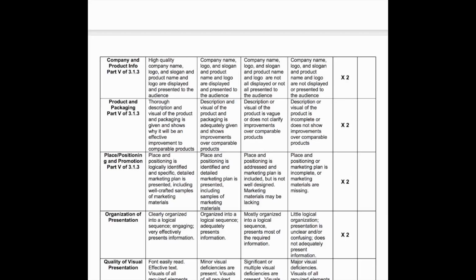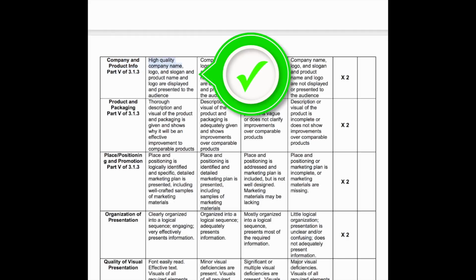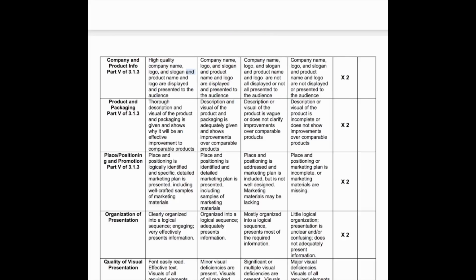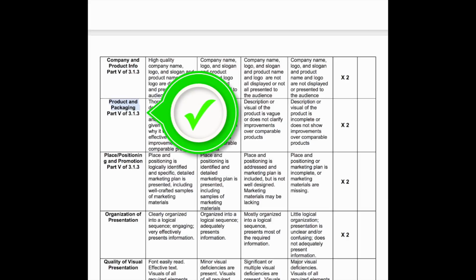First thing we're looking at is the company and product info. Please realize this is missed on a yearly basis. You have to have a high quality company name, logo, and slogan, and a product name and logo that are displayed and presented to the audience. If we don't see that differentiation between your company name, logo, and slogan and the product name and logo, you're going to lose some points in this area of the rubric. So please be clear about that in your presentation. You move on down to here and you see that we need product and packaging for your product.